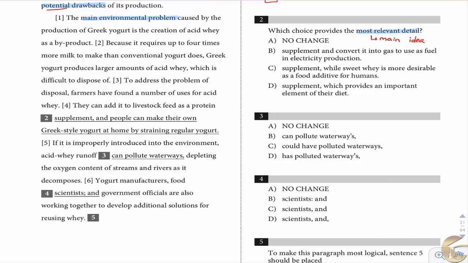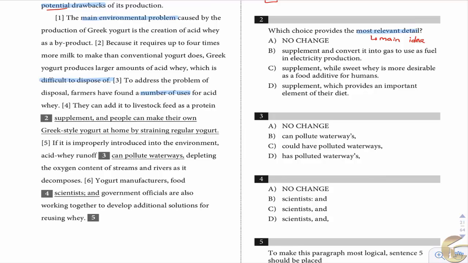So then they keep going. It says, because it requires up to 4 times more milk to make than conventional yogurt does, Greek yogurt produces a large amount of acid whey, which is difficult to dispose of. And again, that is the environmental problem. So for number 2, we keep going, just reading up to that point. It says, to address the problem of disposal, farmers have found a number of uses for acid whey. So we got a number of uses for acid whey. They can add it to livestock feed as a protein, and then here we go.